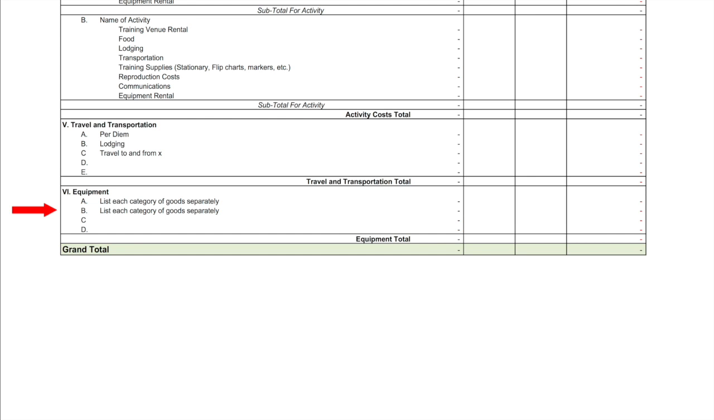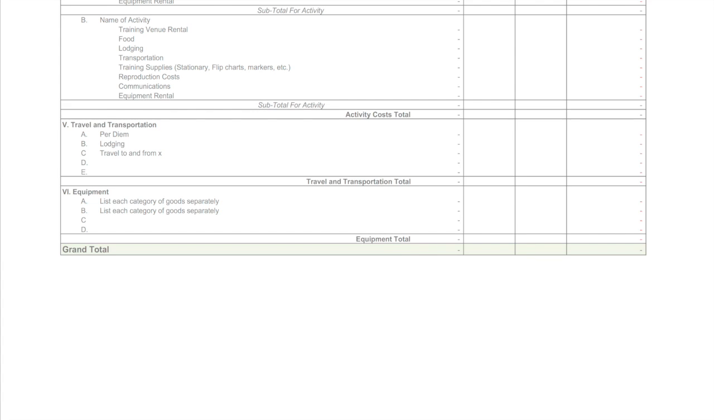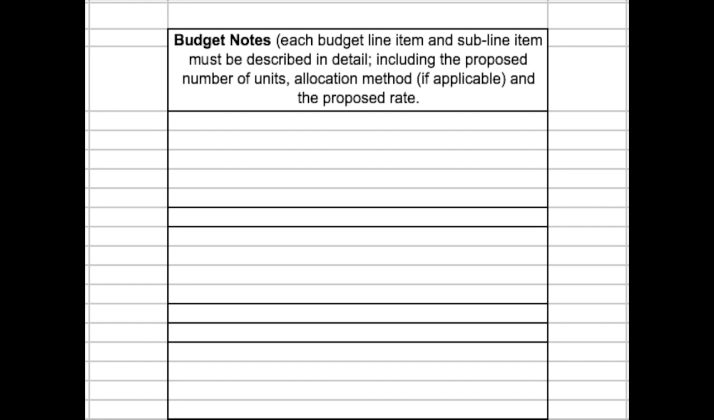One of the most important sections of the budget form is the budgetary notes. Please make the budget notes as detailed as possible, and there is no limitation on how much space you can use to explain each section of your budget. Every cost included in your budget must be justified in your budget notes.